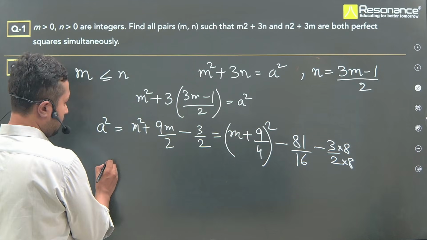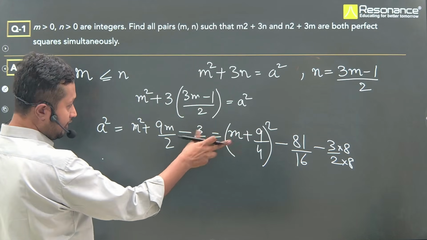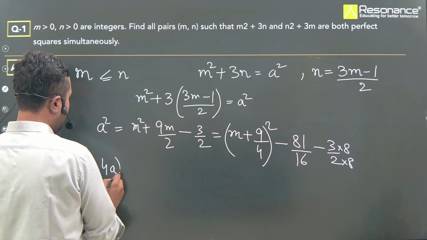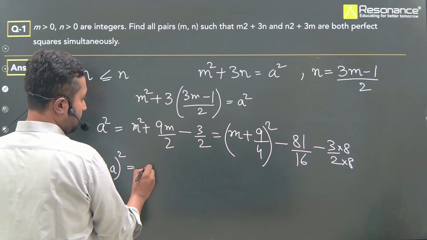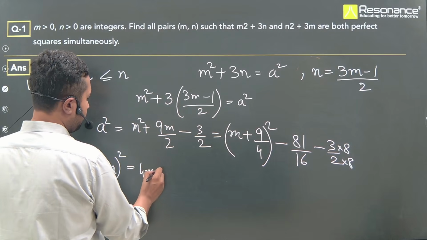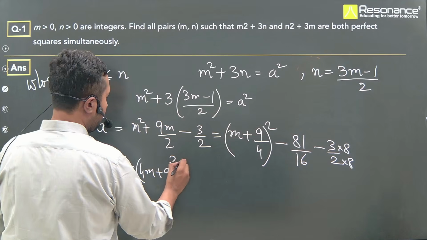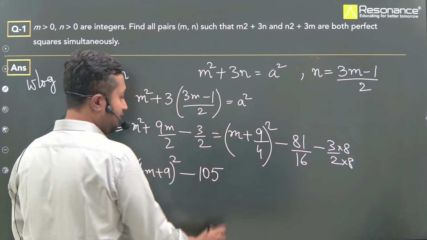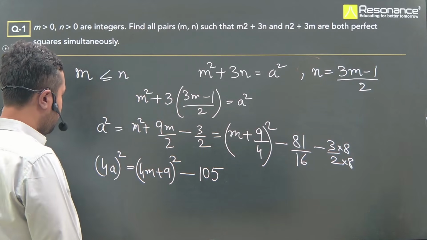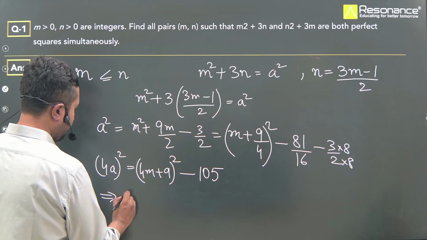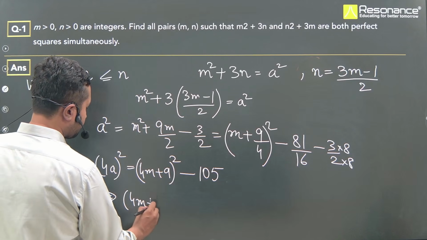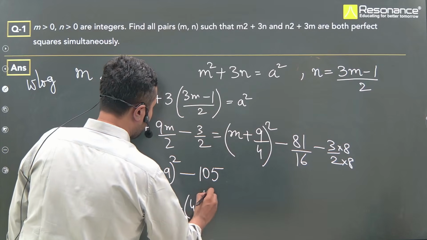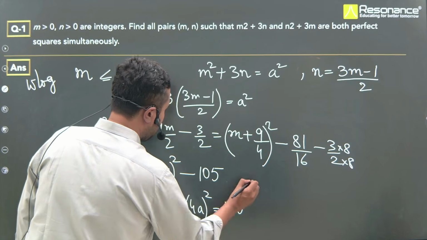Right? So let's clear the denominators. I'll multiply everywhere by 16. So I have 4A whole square is equal to 4M plus 9 whole square minus that sum, 105. Which means you can write 4M plus 9 whole square minus 4A whole square is equal to 105.